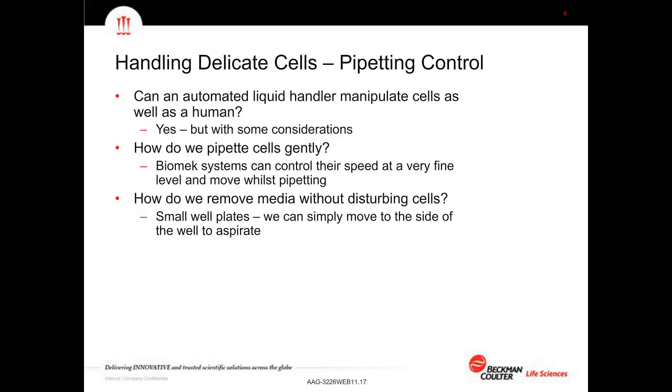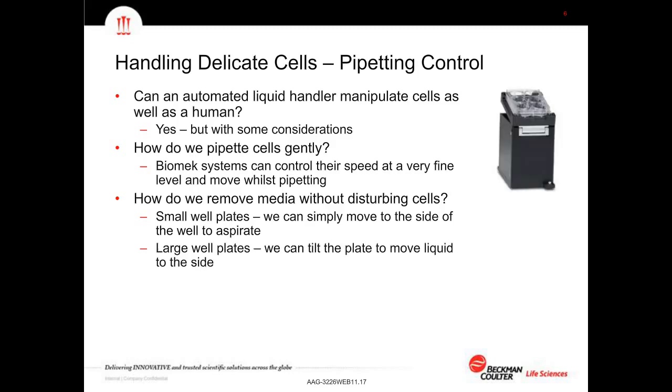Similarly, how do we remove media without disturbing cells? Well, if it's a small well plate, and what I mean by that is something like a 96 well plate, we can simply move our pipette tip to the side of the well and aspirate, and normally the surface tension is sufficient to aspirate the liquid. We could potentially move our pipette tip around the edge of the well to drag up those last few droplets if required.